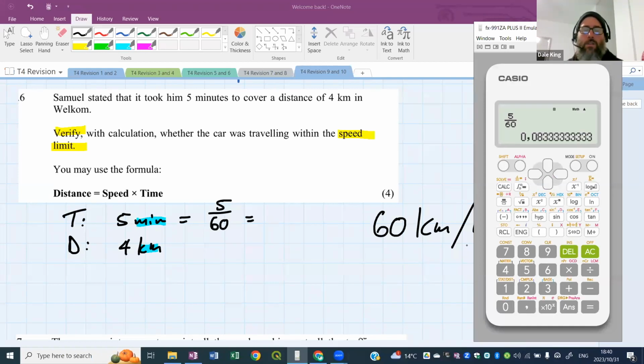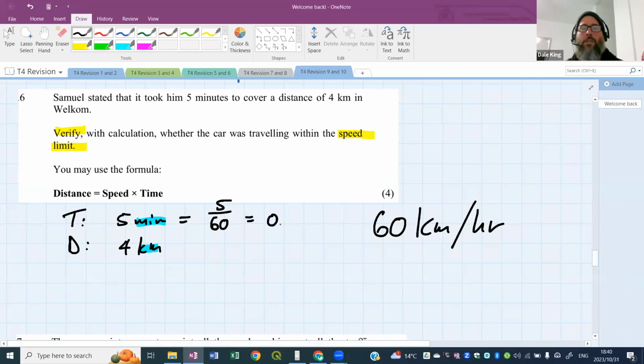Oh, I want to do this horrible decimal. 0.8333. All right, let me just write it quite a few. 0.83. Was it 0.8? It was 0.8. Yeah. So 0.8333 hours. Okay, so that's the hours.